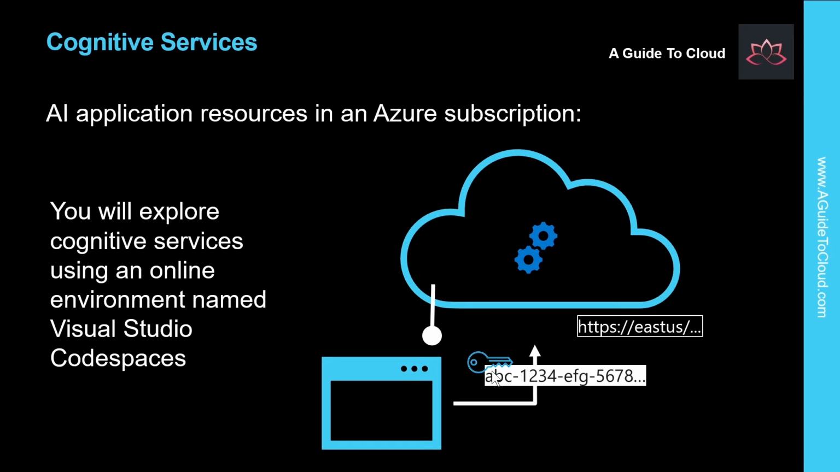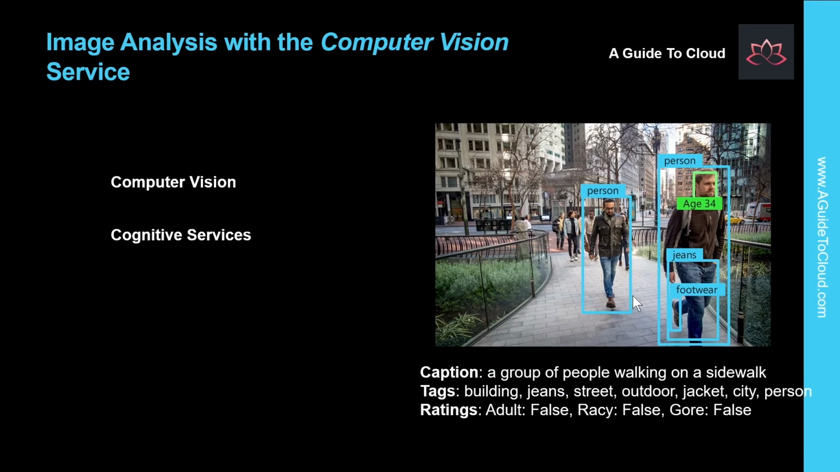Regardless of the type of resource you use, client applications consume the service by connecting to REST endpoints using a resource-specific key for authentication. The computer vision cognitive service provides a pre-trained computer vision model that can be used to analyze images. The first step towards using the computer vision service is to create a resource for it in your Azure subscription. You can use either computer vision or cognitive services. So let me show you how to do that first.